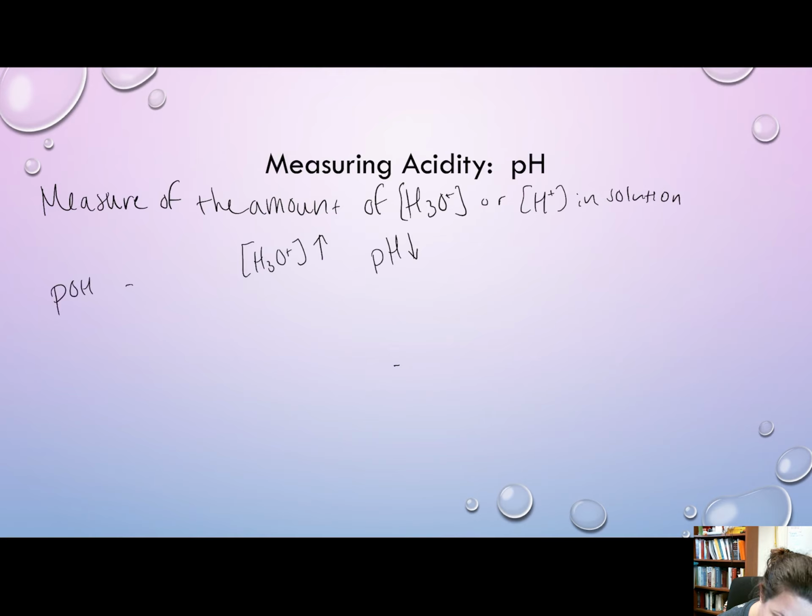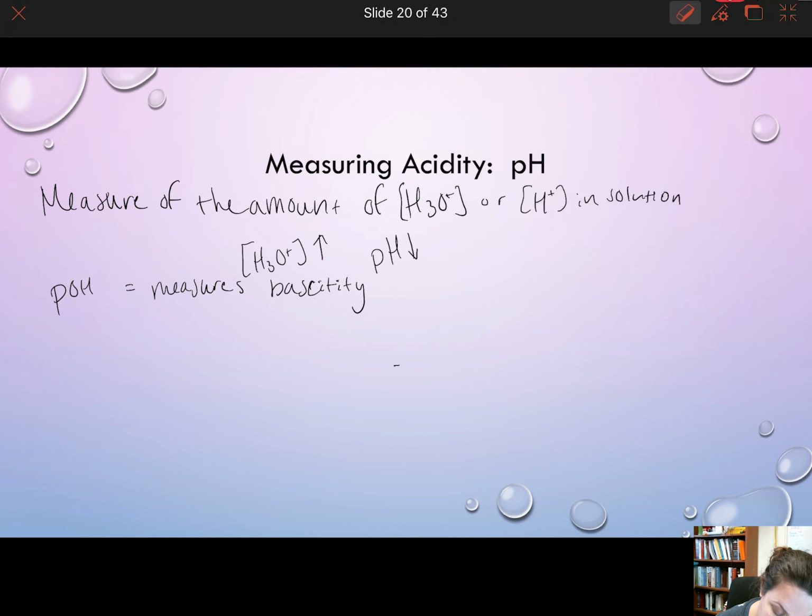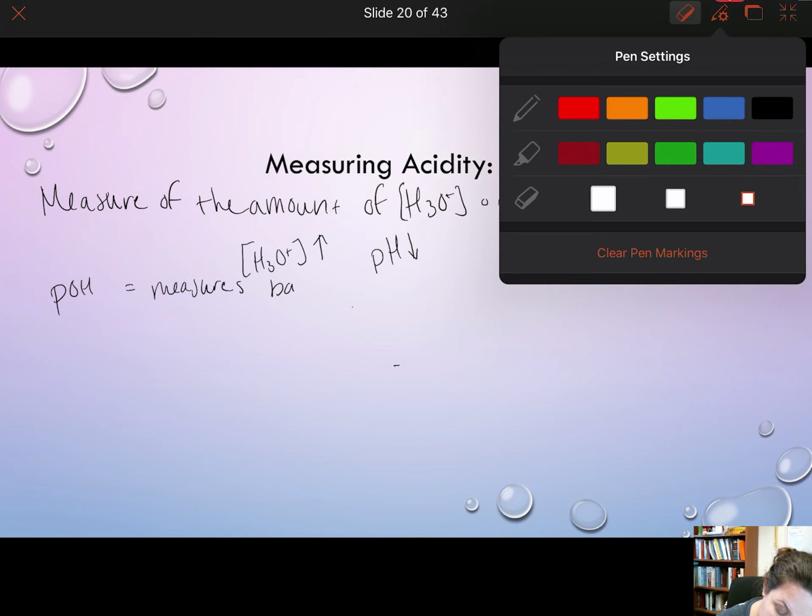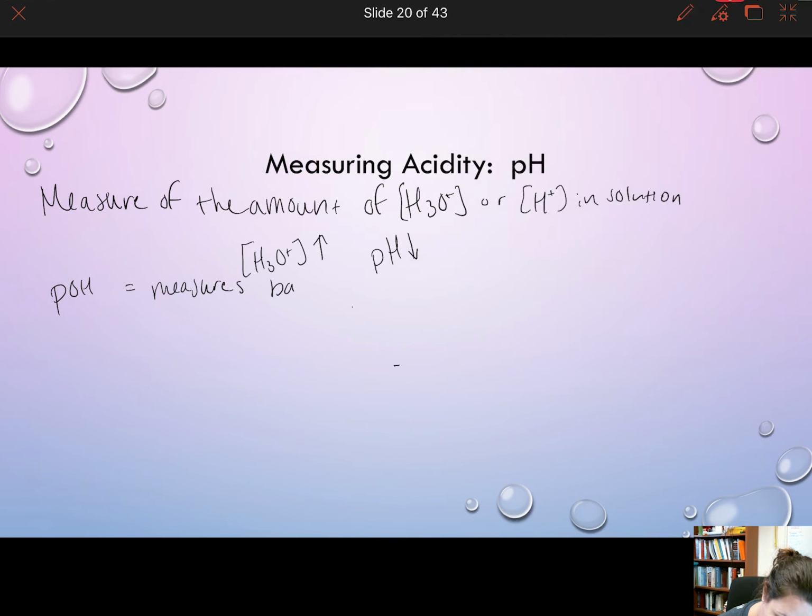We could also use the idea of pOH. pOH measures basicity. So the greater the hydroxide concentration, the lower the pOH. We have the following calculations.